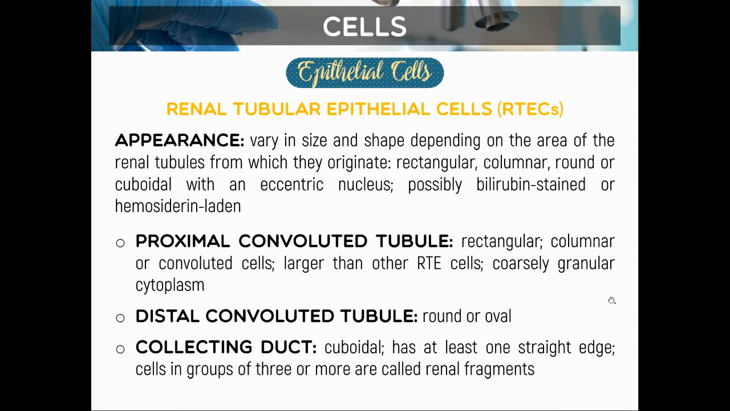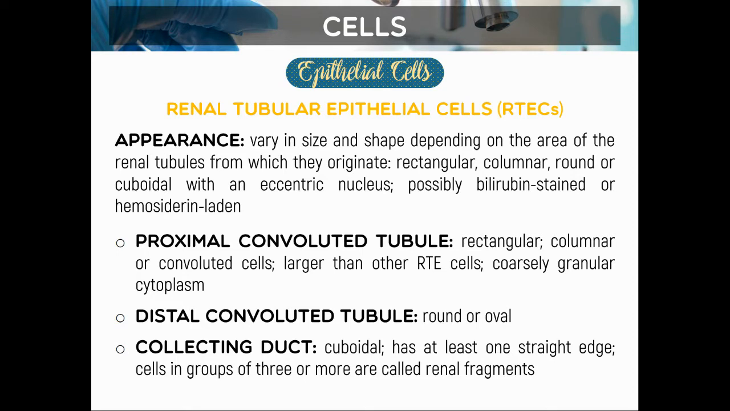So here we have our renal tubular epithelial cells, usually called RTEs. Their appearance varies in size and shape depending on which tubule they formed in. We have three types of tubules: the proximal convoluted tubule, the distal convoluted tubule, and the collecting duct. They may appear rectangular, columnar, round, or cuboidal. And their nucleus is eccentric, meaning not in the center, unlike our transitional epithelial cells, whose nucleus is centrally located.